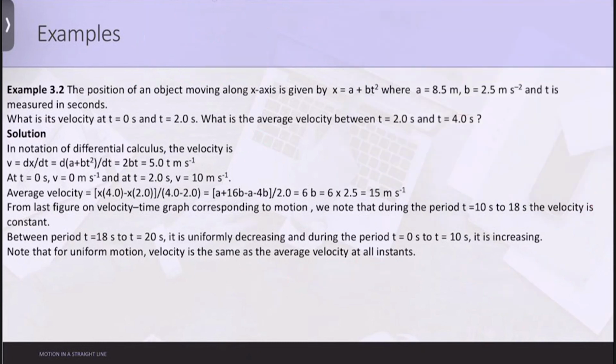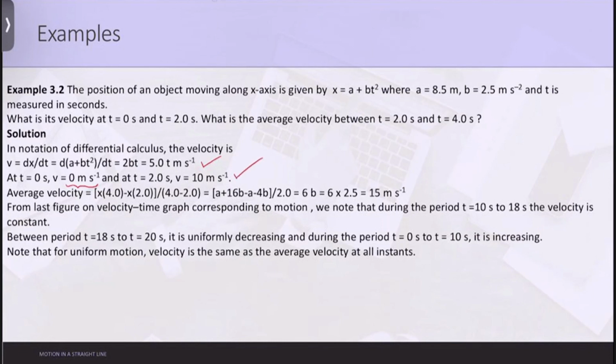Fine. So dx by dt has been explained. Finally, what we got is dx by dt equal to 5t meter per second. At t equal to 0, just put the value of t as 0 here. You will get the velocity as 0 meter per second. Put the value of t equal to 2 here. You will get 5 into 2, that is 10 meter per second.